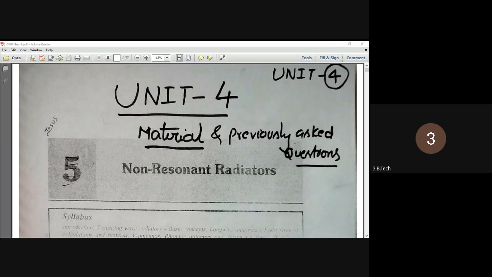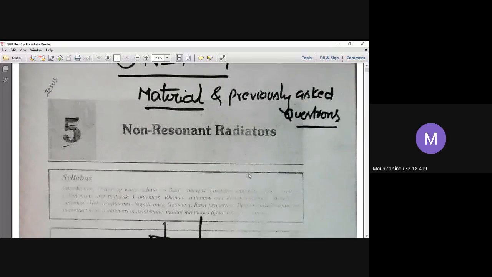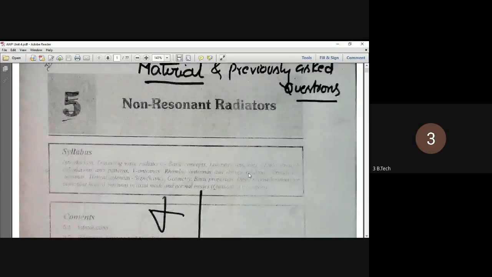See, all the students join the class for antennas and wave propagation. Unit 4 we are dealing. Is the screen visible? Yes, sir. Okay, Unit 4.